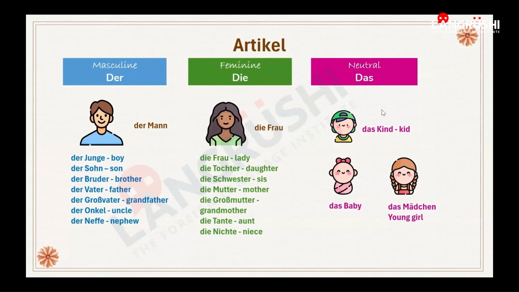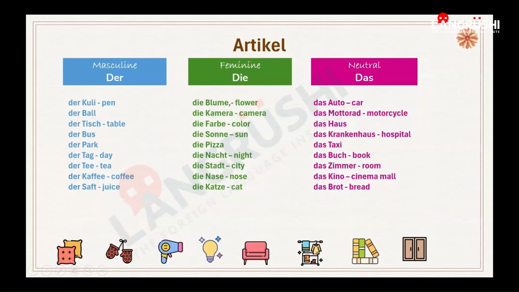Okay, now here is where the logic leaves the room. A kid cannot be neutral. A kid has a gender, but when we refer to kid as a word, it becomes neutral. Similarly, baby, or a young girl. Now, at least these are the exceptions, so we can mug it up. And the rest you can anyway understand by looking at the biological gender. But also all the non-living things, they have their own gender.